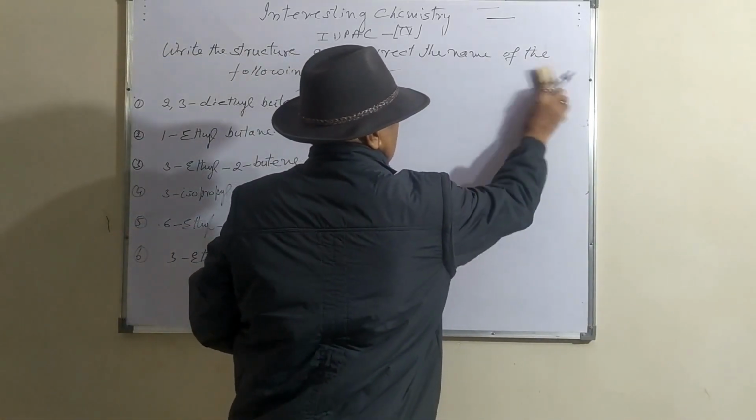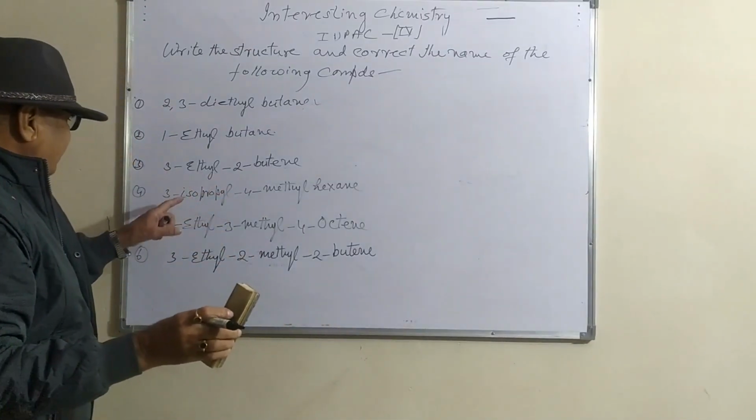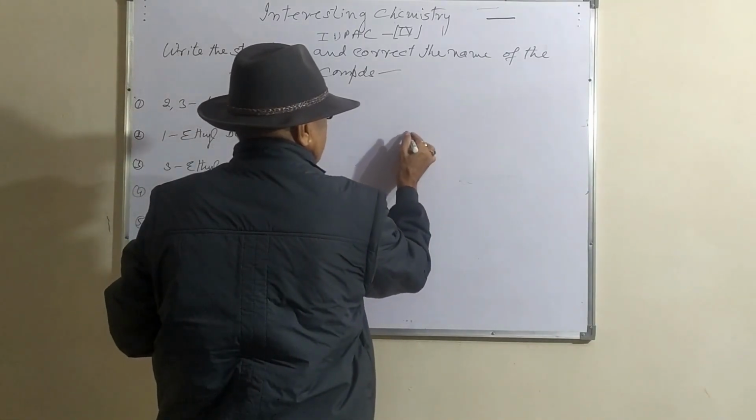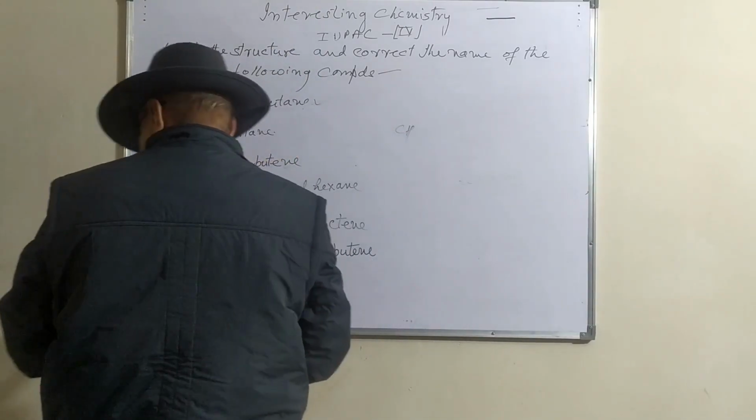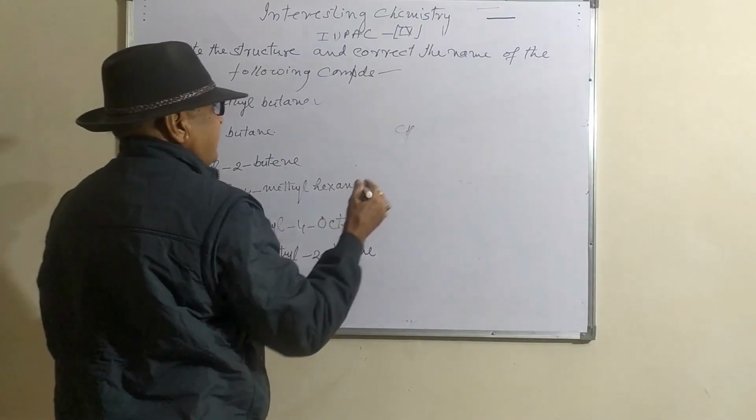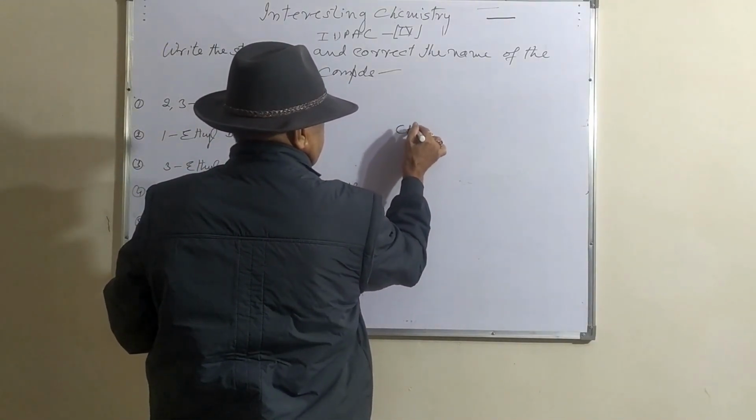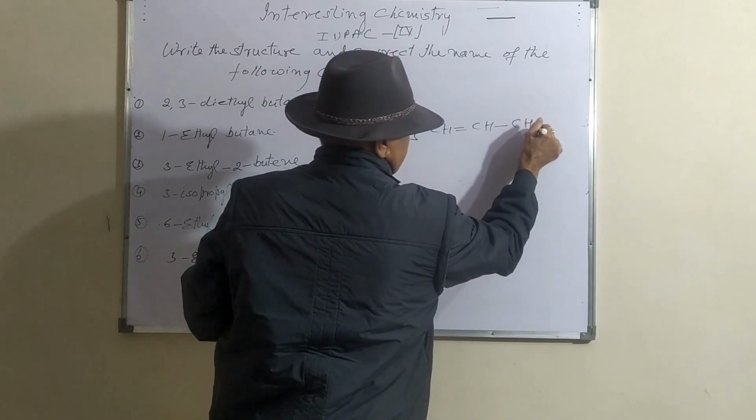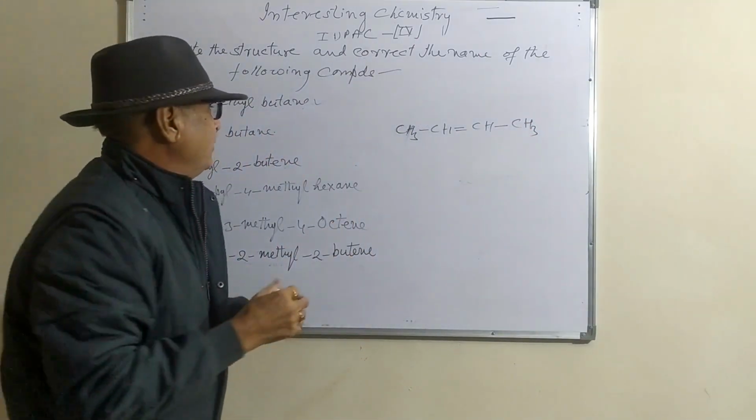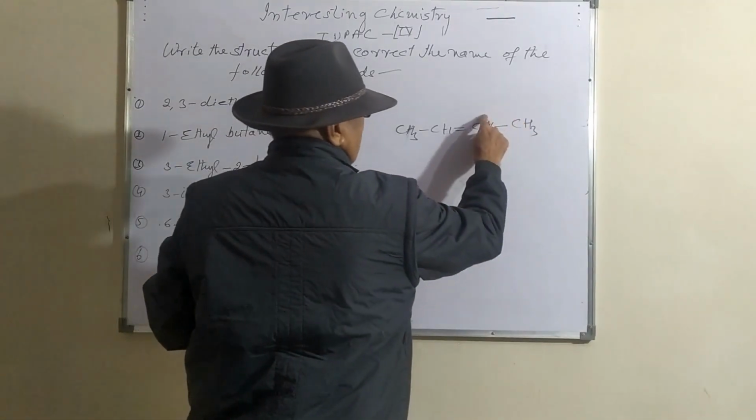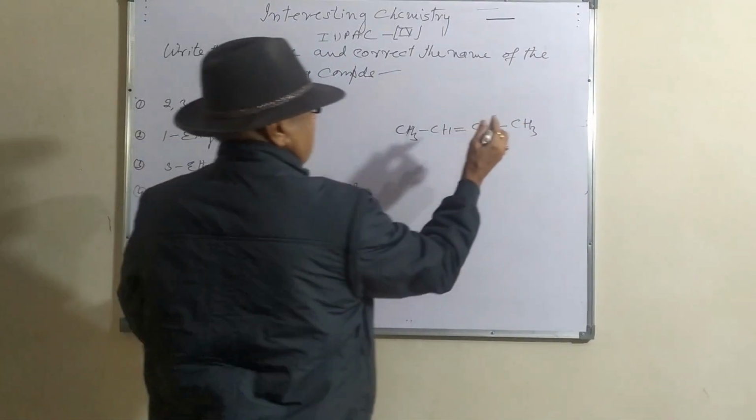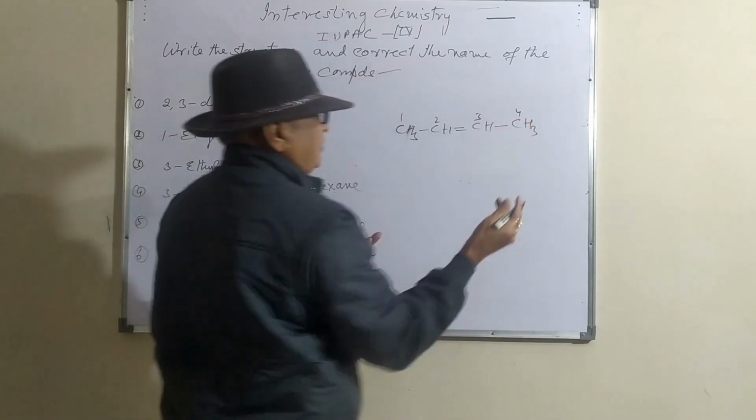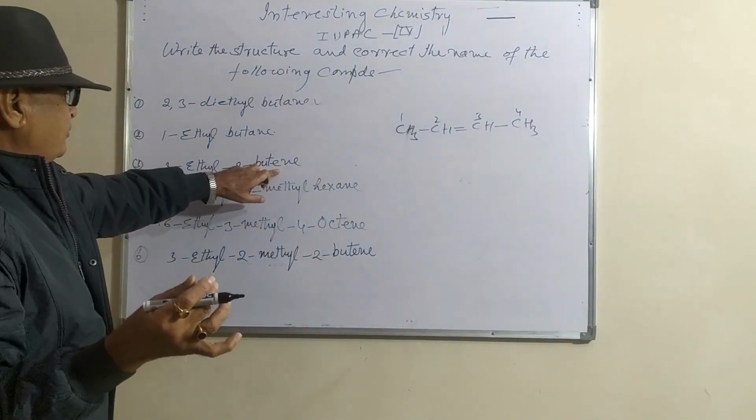3-ethyl-2-butene. So first of all, you will write the skeleton of 2-butene. The skeleton of 2-butene is CH3, CH, double bond, CH and CH3. This is the skeleton of 2-butene because the double bond is at position 2. You can give the number from either side, 1, 2, and this is 3, and this is 4. You have written the structure of 2-butene.